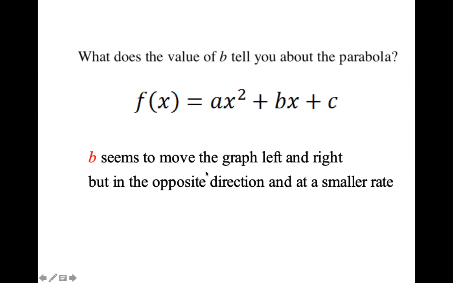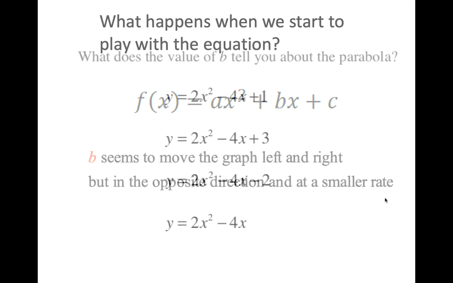Well, B seems to move the graph left and right and a little bit up and down, but in the opposite direction and at a smaller rate. So it's moving at less than what the number is and in the opposite direction you would expect.